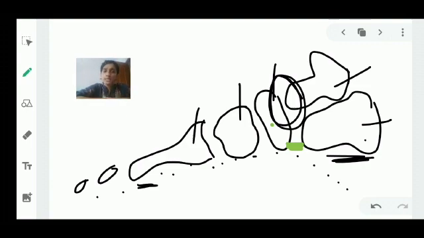And what is sustentaculum tali? As we all know, it is the shelf-like projection on the medial side of calcaneum. Somewhere over here we have the sustentaculum tali. So that's how the head of the talus is protected well in a socket.